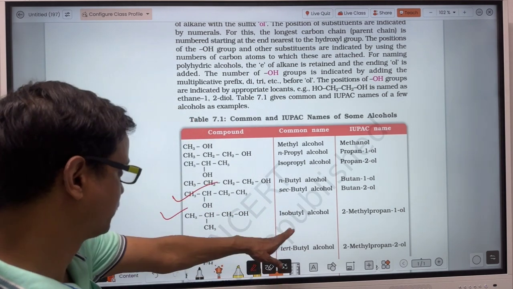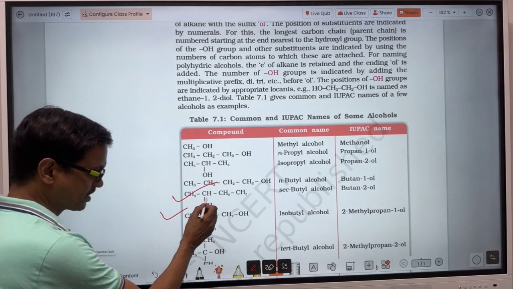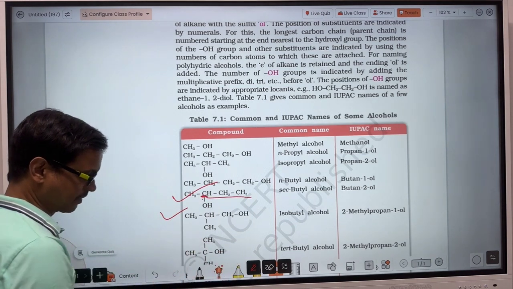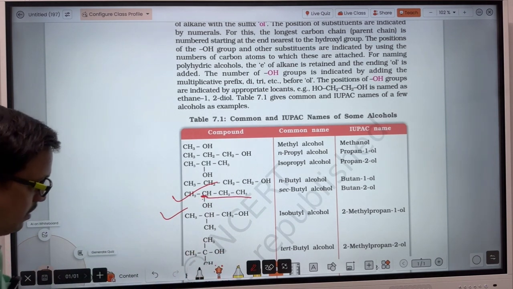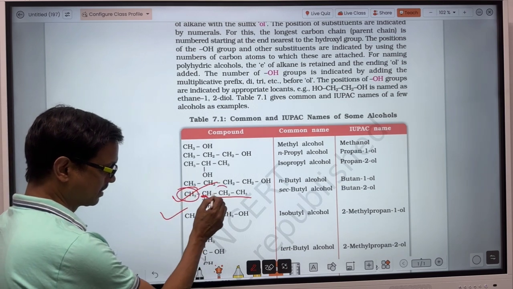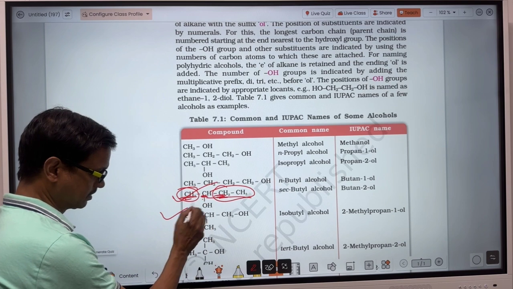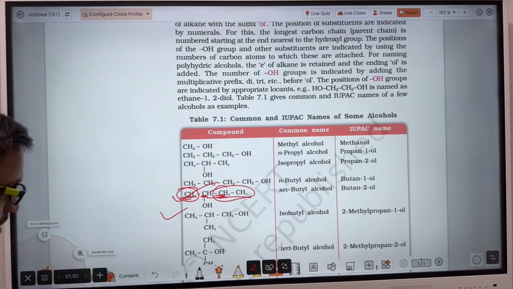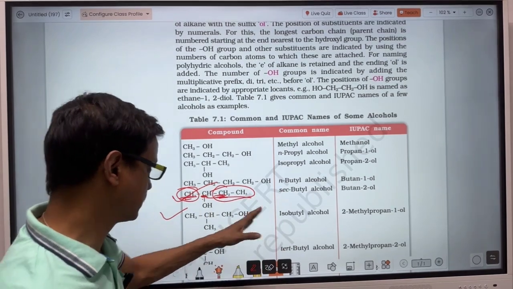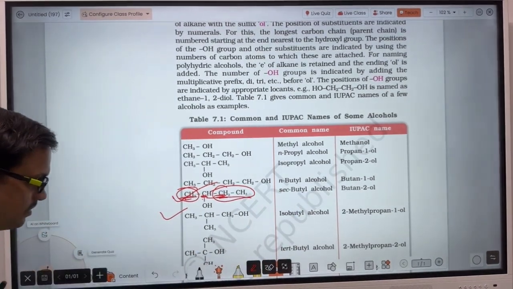Here it is secondary butyl alcohol, because OH is bonded to the secondary carbon atom. This carbon is secondary, because it is bonded to this carbon and this carbon. This carbon is doing bond formation with these 2 carbons. That's why it is secondary butyl, and OH has been bonded to the secondary carbon atom, so it is called secondary butyl alcohol.